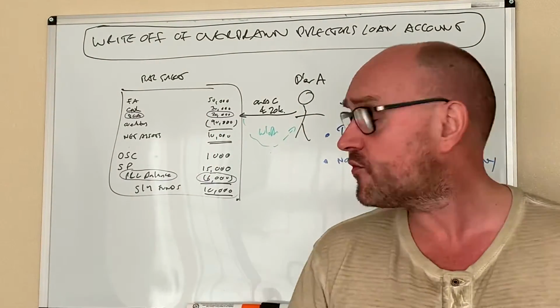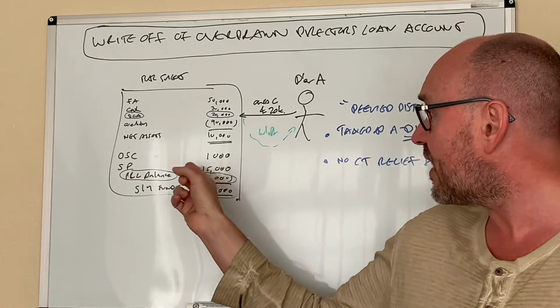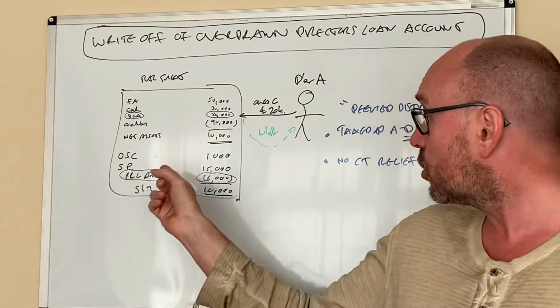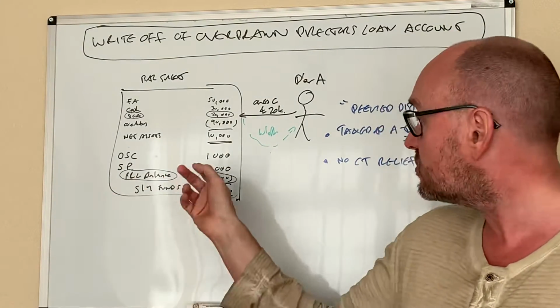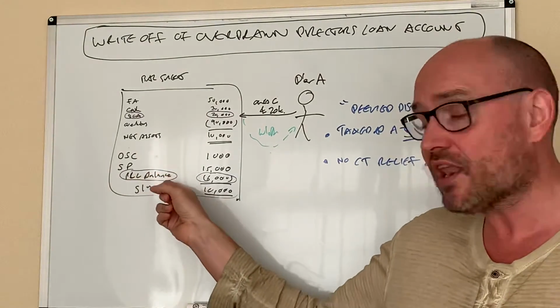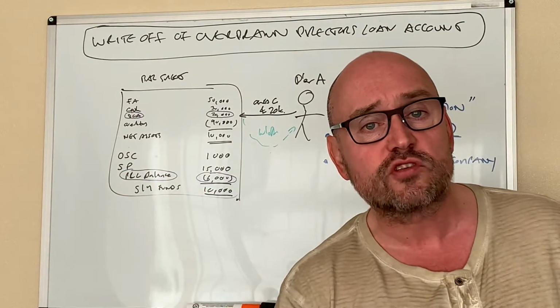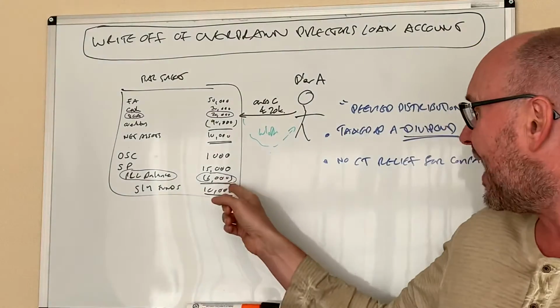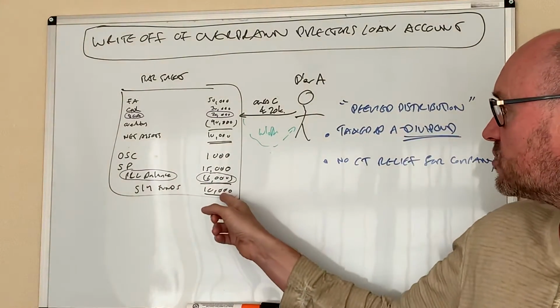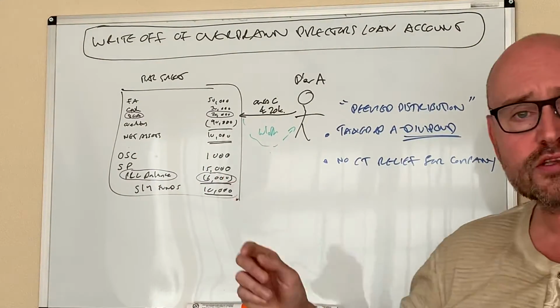What's on the bottom half of the balance sheet? Ordinary share capital of £1,000. For some reason, this company's got a share premium account, £15,000. And then the P&L balance, the cumulative reserves on the P&L account, minus £6,000. Shareholders' funds, £10,000. Obviously, it's a balance sheet that balances.